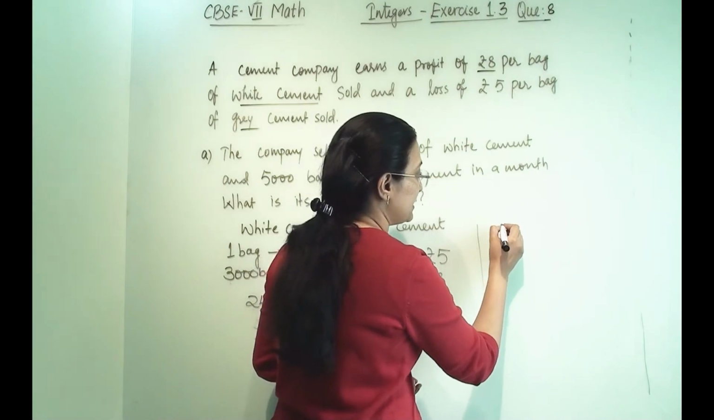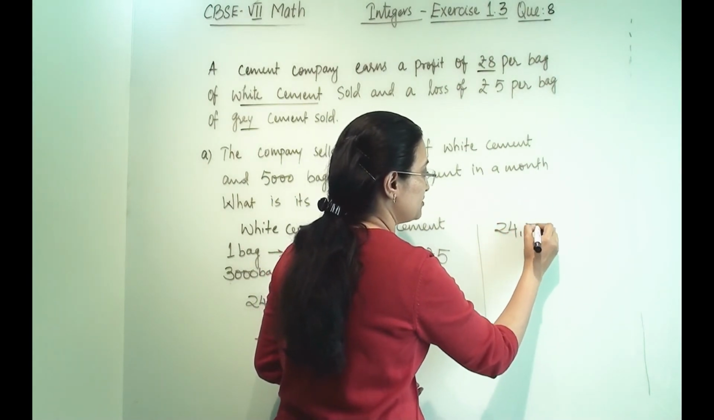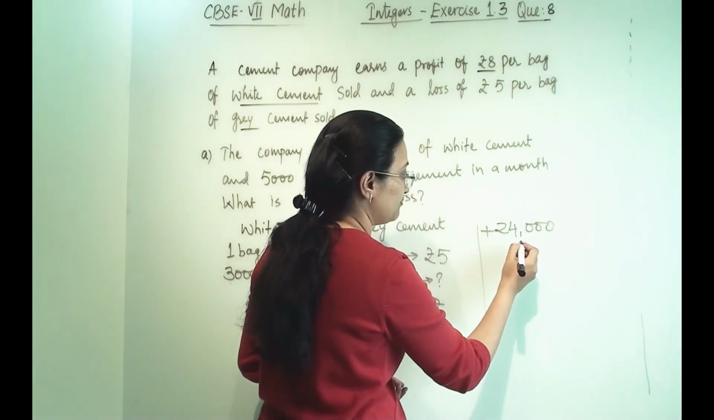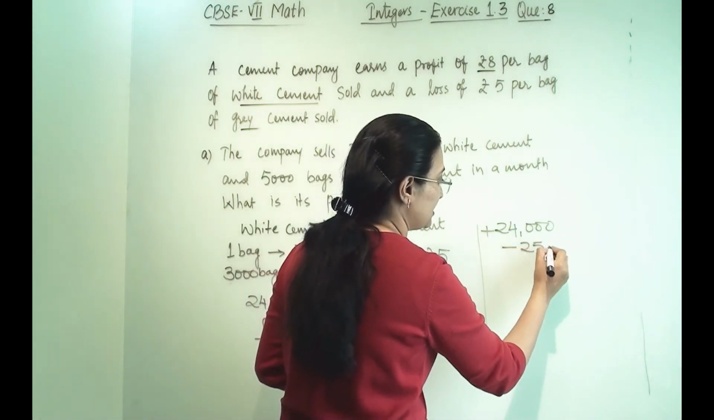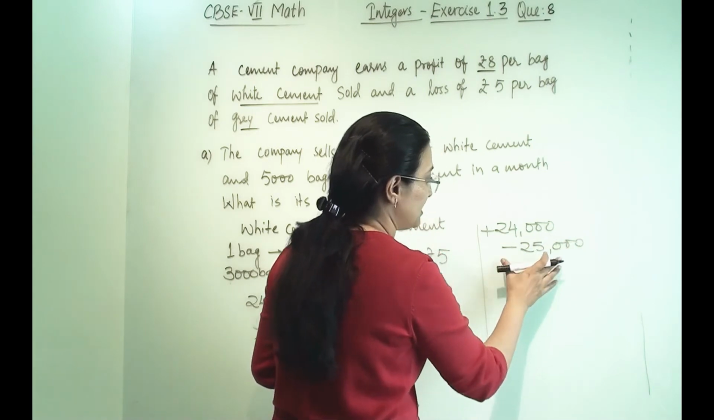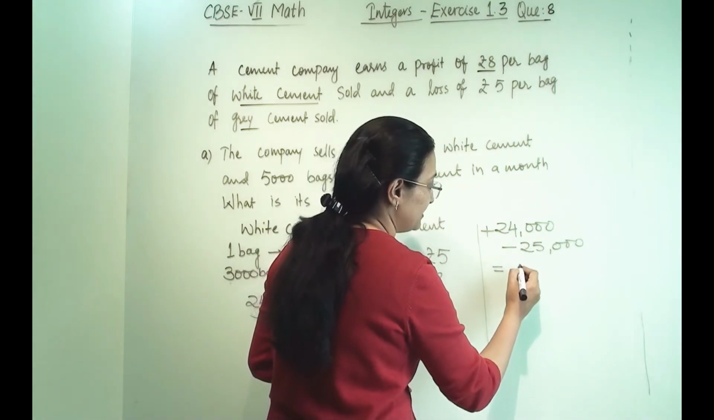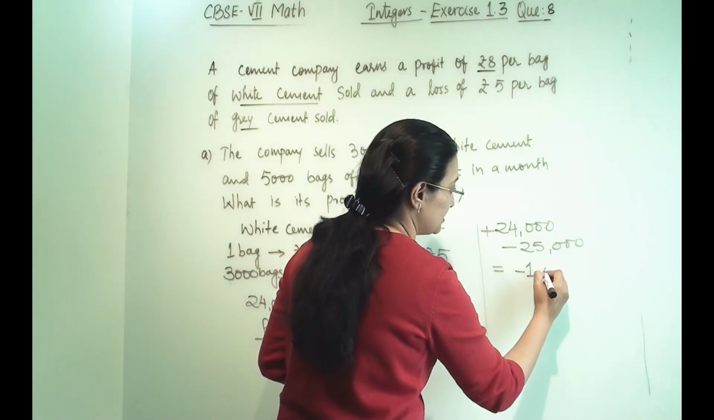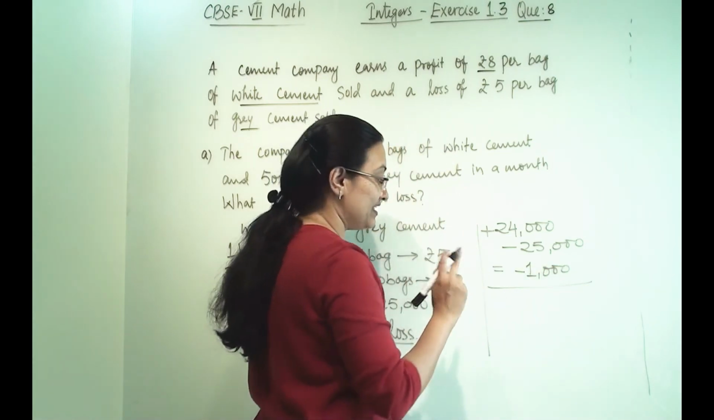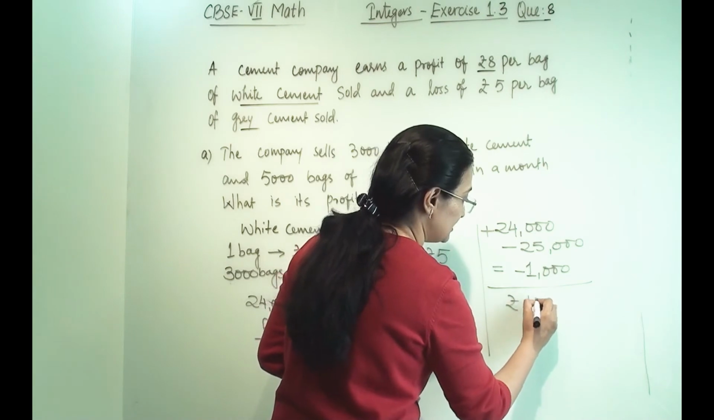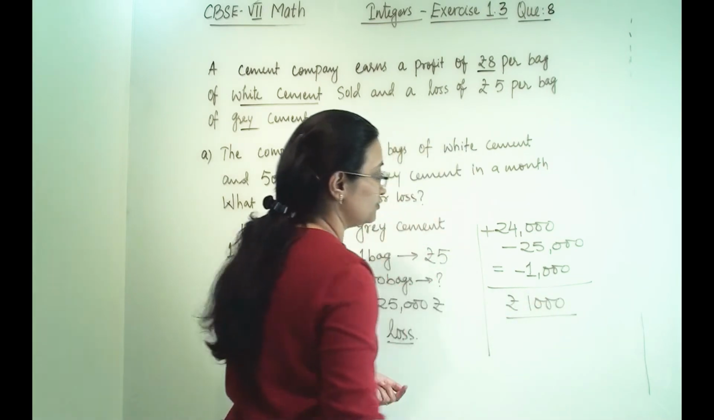Whatever profit is there, we mention with a positive number, that is positive 24,000, and whatever loss is there, we mention with minus 25,000. So when we add these two, the answer we get is minus 1000. That means they will make a loss of rupees 1000.